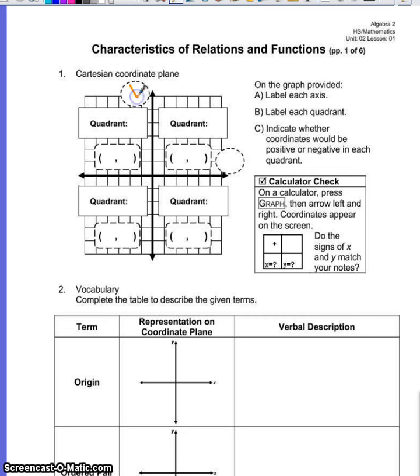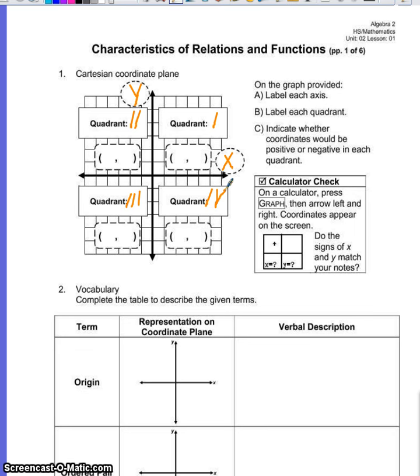You should have denoted this is your y and this is your x. And the quadrants go in order. Quadrant 1, quadrant 2, quadrant 3, and quadrant 4. And these are usually written in Roman numerals.